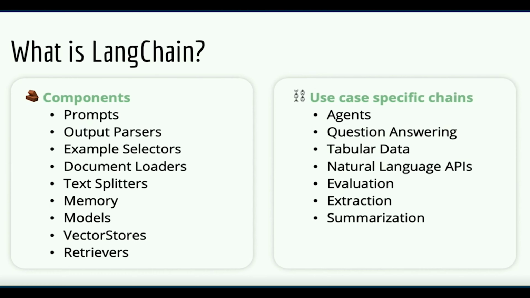These are some of the use cases specific to the chains. It helps to build agents, chatbots, and question answering systems, and it provides tabular data analysis. It also provides natural language APIs to integrate and interact with various natural language models, and provision to evaluate the results, and a way to extract the data and to summarize the data. These are some of the use cases specific to LangChain.